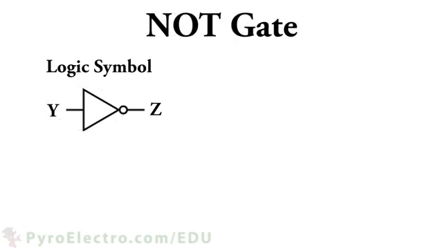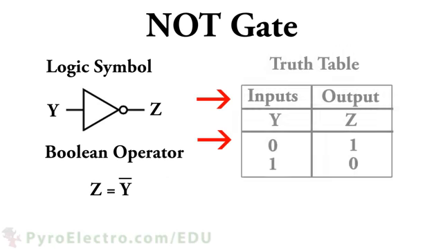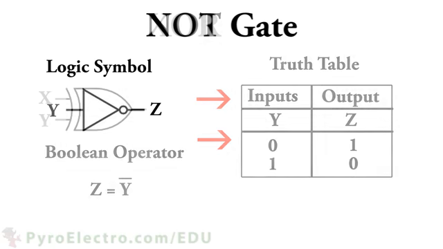The next Boolean operator and logic gate is called the NOT gate, and in Boolean algebra it is represented by putting a line over the input like this. The NOT gate is the most simple of all the logic gates because all it does is invert the input signal from logic 1 to logic 0 or from logic 0 to logic 1. So the truth table for it looks like this.